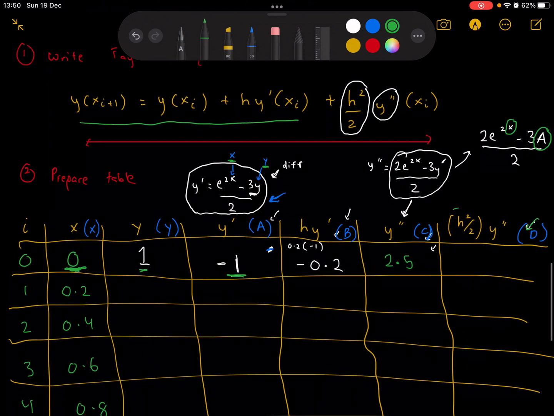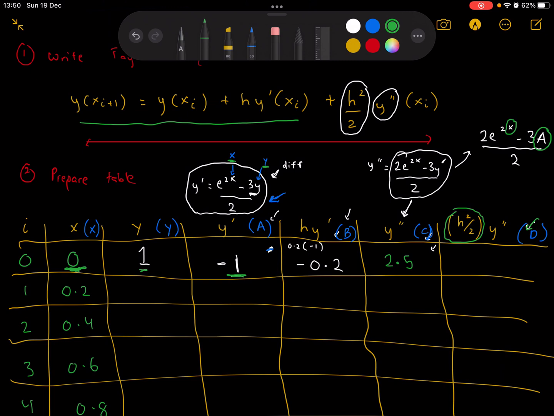So put this one, multiply by our y double prime, which is this one. I'll get the value of 0.05. Okay, I want everyone to do this on your own so that you will understand. So now we have completed the first row. Next, how do we find the y value for the next iteration?